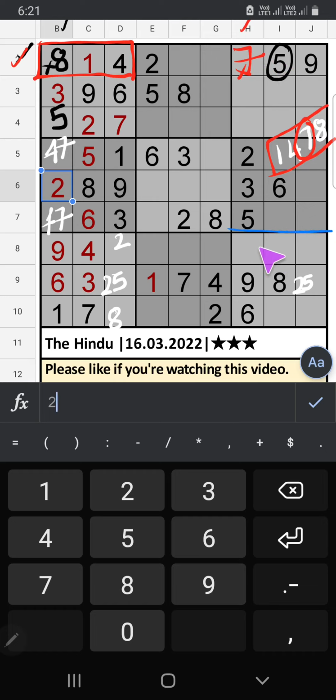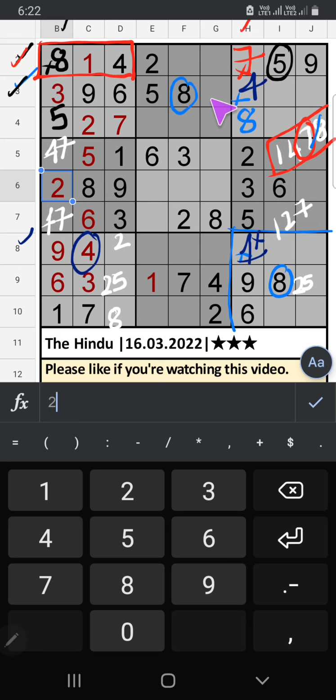9th grid, we have 8. 3rd row also we have 8. So 8 can't come in these cells. Then 8 is confirmed here. Then only 2 numbers are remaining, 1 and 4. 8th row we have 4. So 4 can't come in this cell. 4 is confirmed here. Then 1 is here.